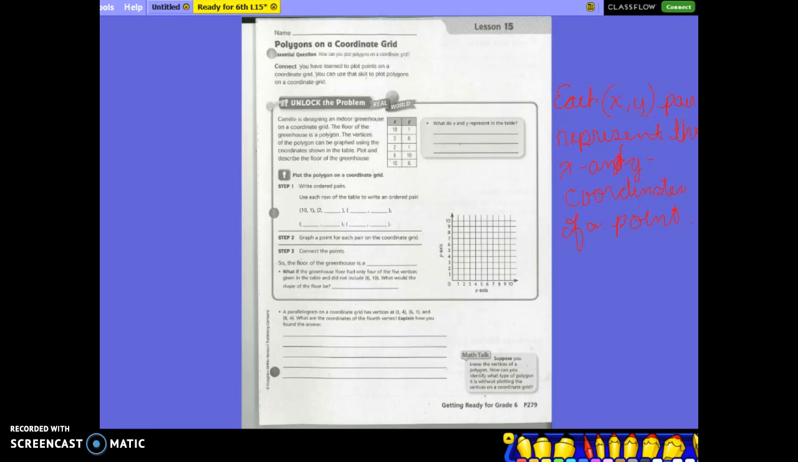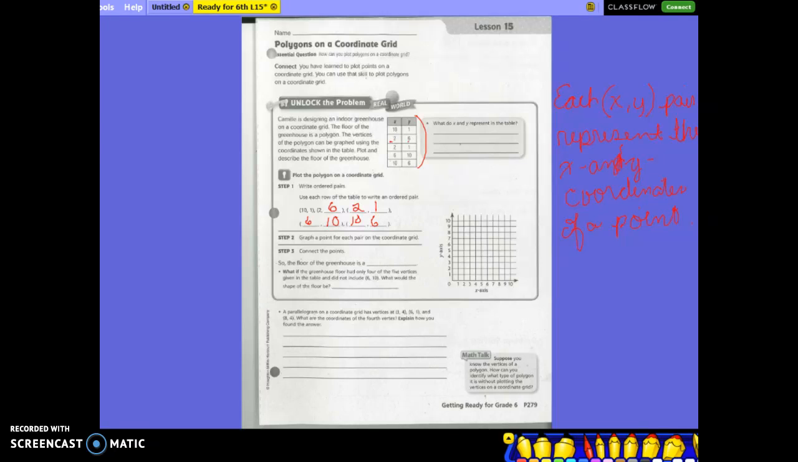Okay, so if you need to, you should stop your recording. Write ordered pairs. Use each row of the table to write the ordered pair. So if you look at this table here, you can see that it has a column for x and a column for y. And so if we put an x and a y, our first ordered pair is 10, 1. What's our second ordered pair? 2, 6. We're going across like this. And the third ordered pair? 2, 1. And the next one? 6, 10. Now it says to graph those points.